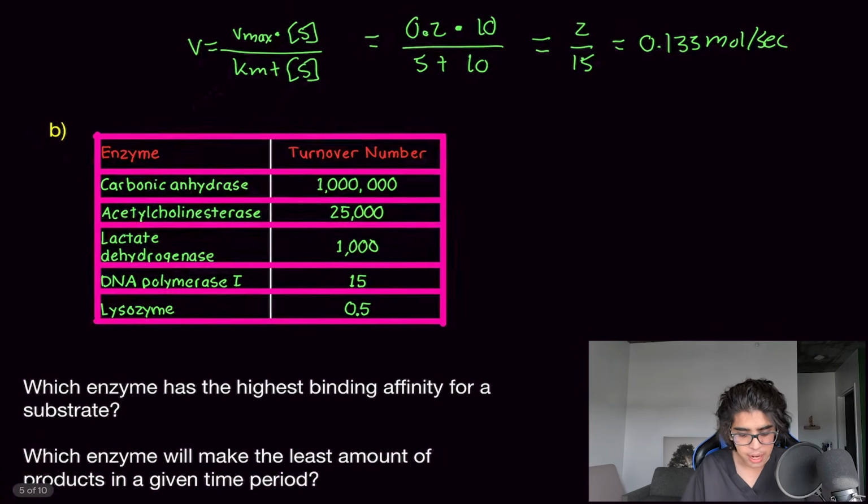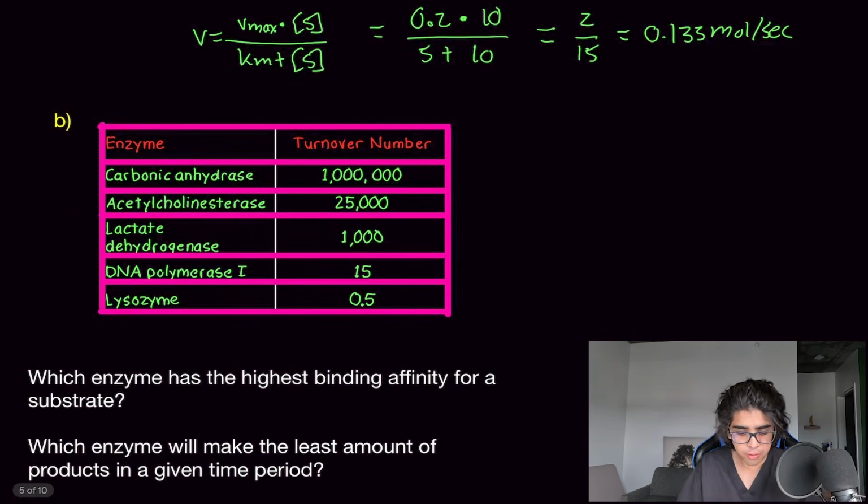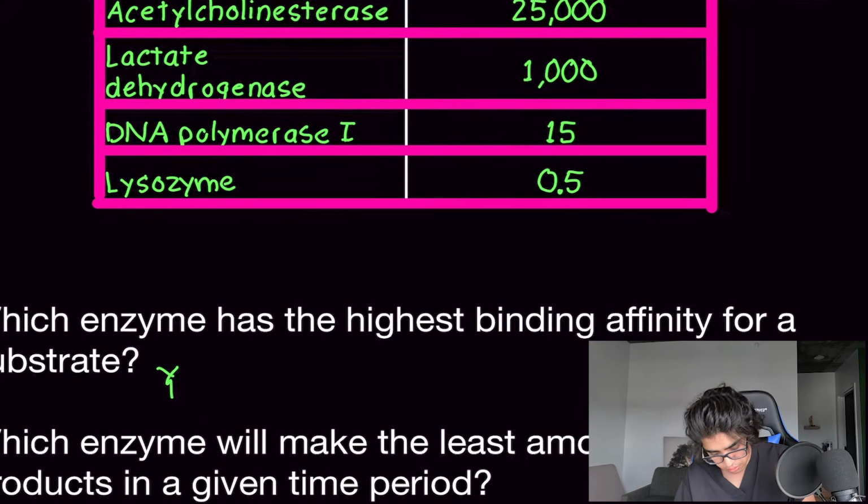B. Which enzyme has the highest binding affinity for a substrate given the table? So this obviously is a table for turnover rates. That's what it says, with the given enzymes here. Which enzyme has the highest binding affinity? The answer to this is you cannot tell.